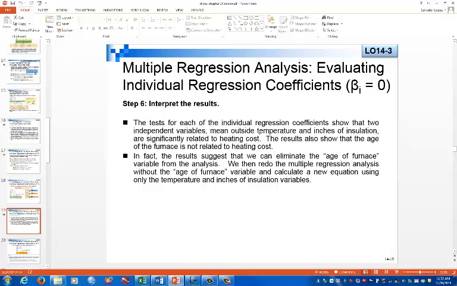The test for each of the individual regression coefficients shows that two independent variables, the mean outside temperature and inches of insulation, are significantly related to heating cost. The results also show that the age of the furnace is not related to heating cost. In fact, the results suggest that we can eliminate the age of furnace variable from the analysis. We then redo the multiple regression analysis without the age of furnace variable and calculate a new equation using only the temperature and inches of insulation variables.